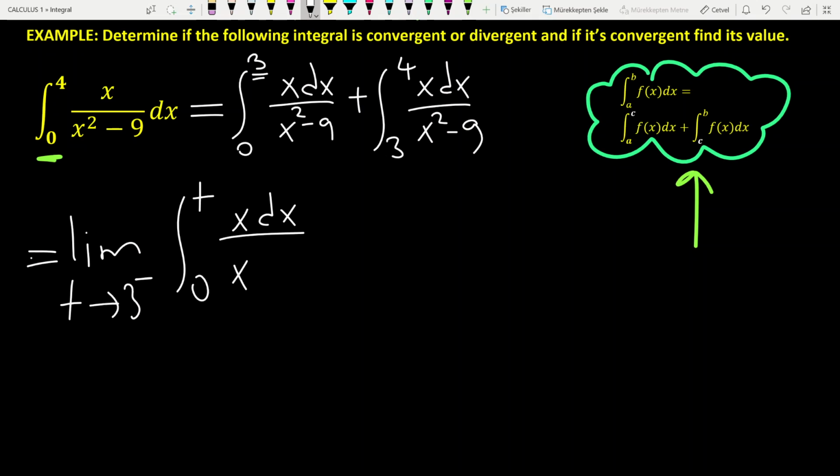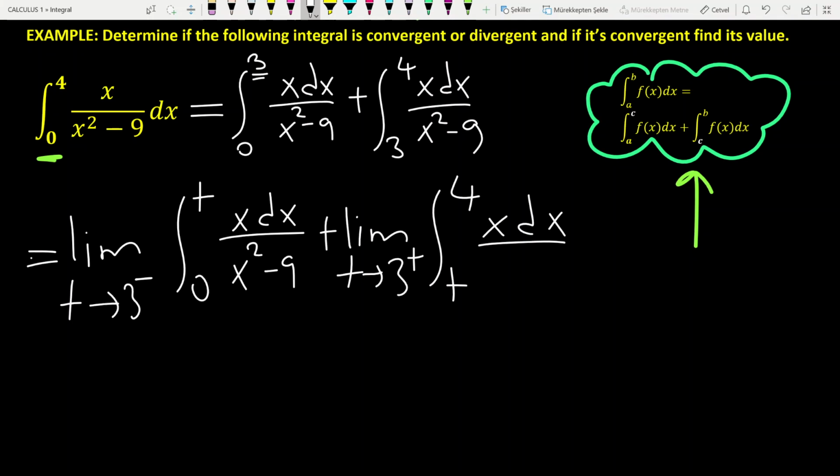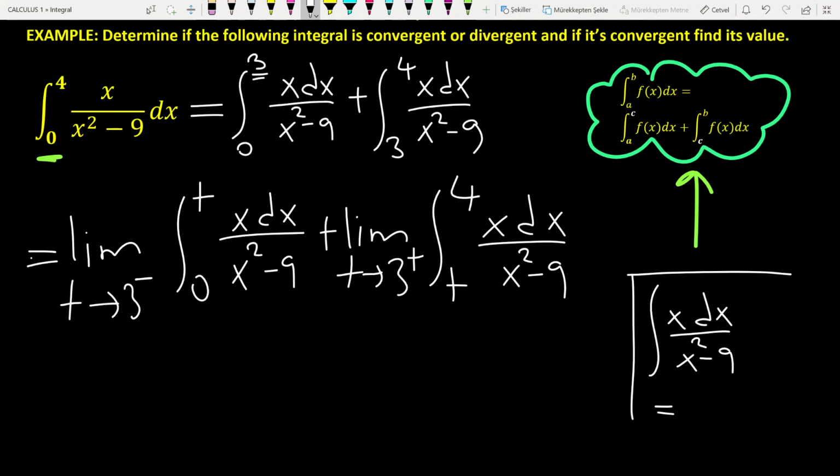x dx over x squared minus 9, plus the second improper integral. We assign the variable t for the number 3. So t is here, and t approaches the number 3 from right. And we have the integrand x dx over x squared minus 9. So what is the antiderivative of x dx over x squared minus 9? Let me write it down here. This is a very easy integral. The answer is 1 over 2 ln of x squared minus 9 plus c. Let's just use this answer and take the limits of these expressions.